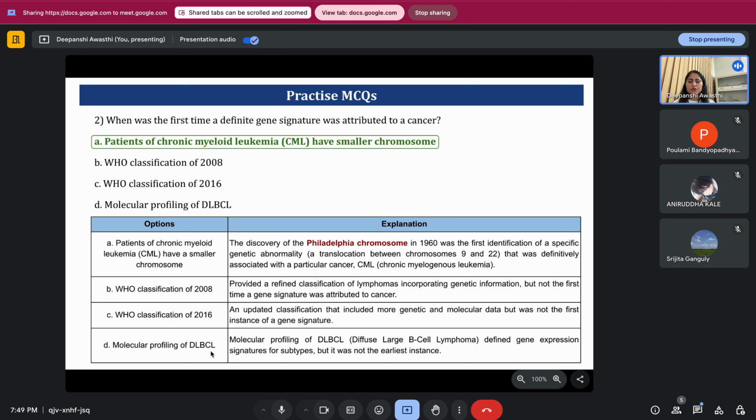Similarly, molecular profiling of DLBCL, which was the diffuse large B-cell lymphoma, also defined the gene expression signatures for the subtypes, but it was not the earliest instance. Although molecular profiling was also dedicated to gene signatures only, in this case we are only focusing on the first time. The first time was the patients with CML have a smaller chromosome. That's why option A was correct. Otherwise, option D could also be correct if only gene signatures would have been asked.